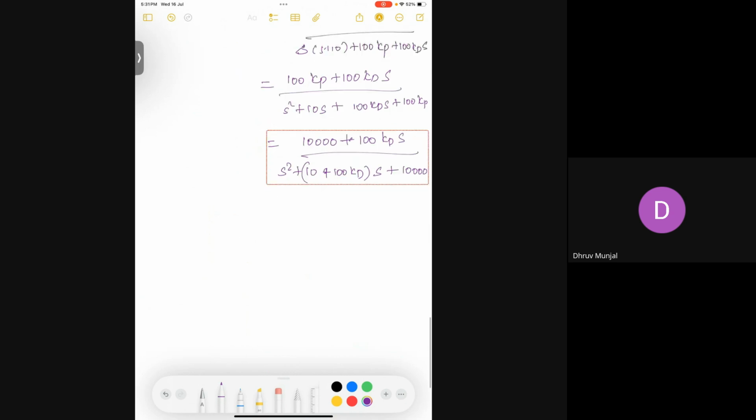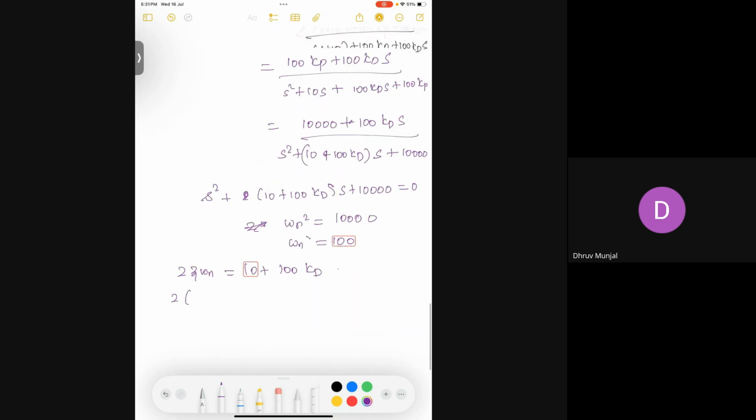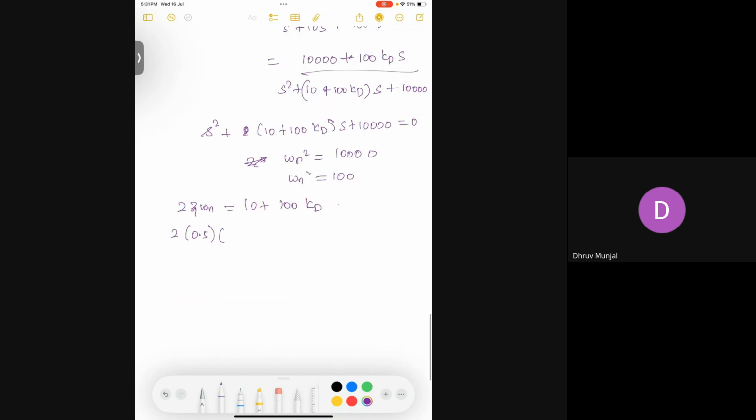Yes, ma'am. So comparing the transfer function with the standard form, s squared plus (10 plus 100 Kd) s plus 10,000 equal to 0, omega n square equals 10,000. Omega n would be 100. Then 10 plus 2 zeta omega n equals 10 plus 100 Kd. Do you know how much zeta is? 0.5, right? 0.5 into 100 equals 10 plus 100 Kd.